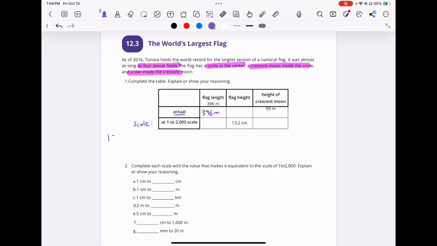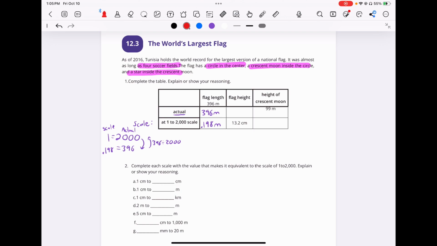So using my scale of 1 equals 2,000, the 1 is my scale, 2,000 is the actual. So since the actual is 396, we're going to put that with the 2,000. To determine what I'm multiplying by, I can go the opposite way. 396 divided by 2,000 gives me 0.198. And when I multiply that by 1, I get 0.198. And now since there's no units, my units have to be the same. So it would be meters.